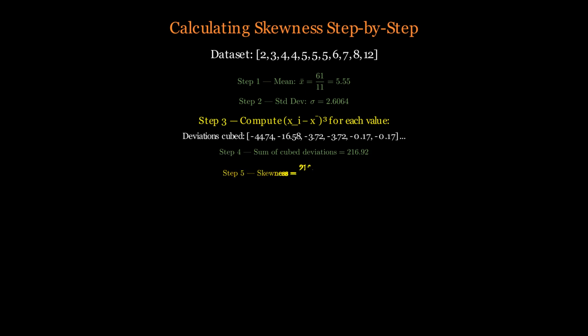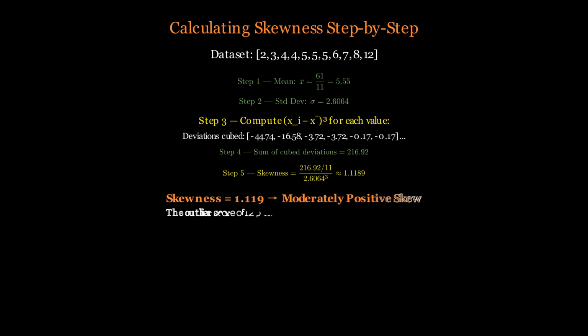Step 5. Divide by n times sigma cubed to get the normalized skewness value. Our result is approximately 1.119. Moderately positive skew. This confirms what we can see intuitively. The outlier of 12 has dragged the mean above the median, creating an asymmetric right tail.